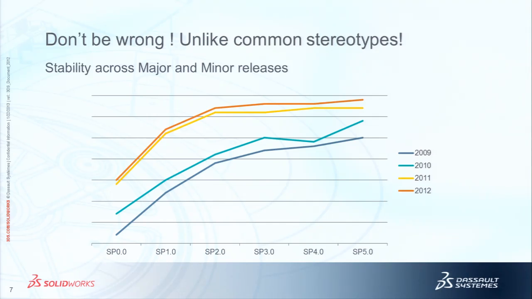And this is an example. This graph is basically from SolidWorks, but that's more or less the same for EPDM. This graph shows the stability across the service packs and the versions.